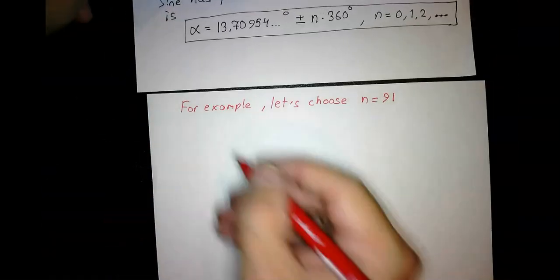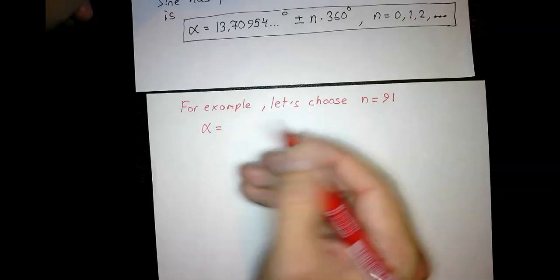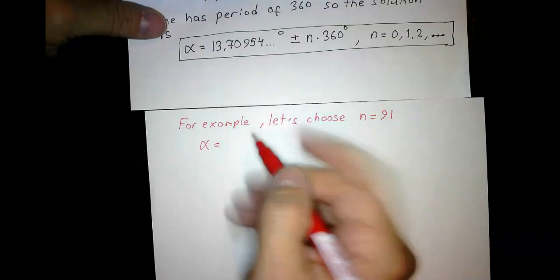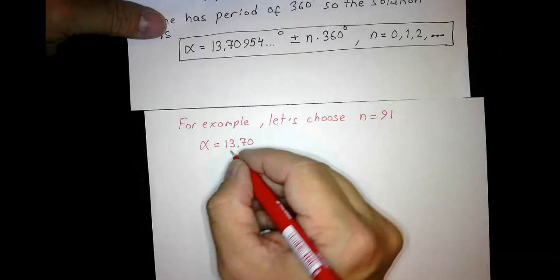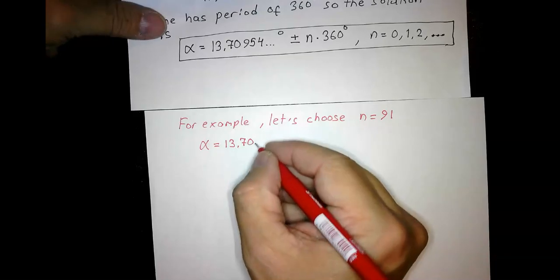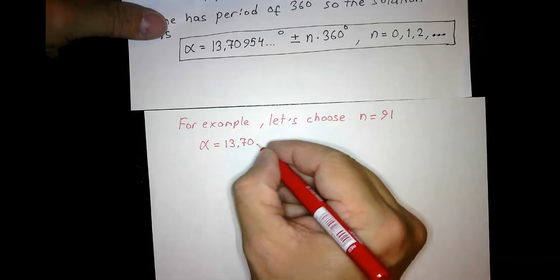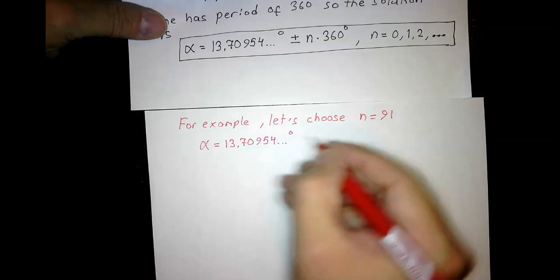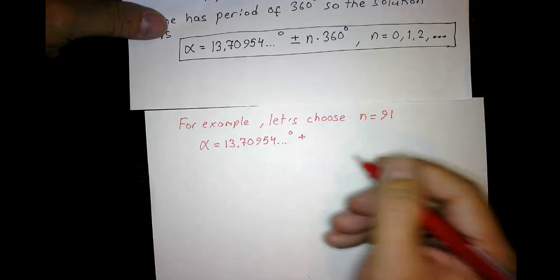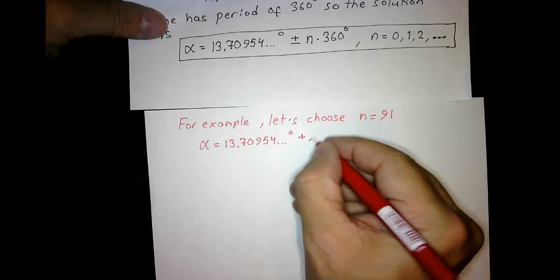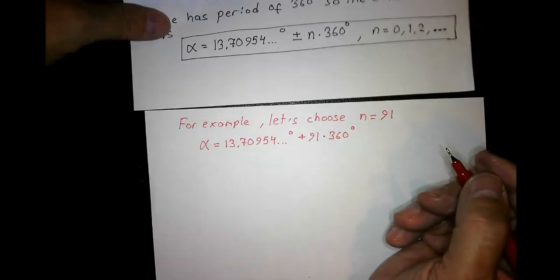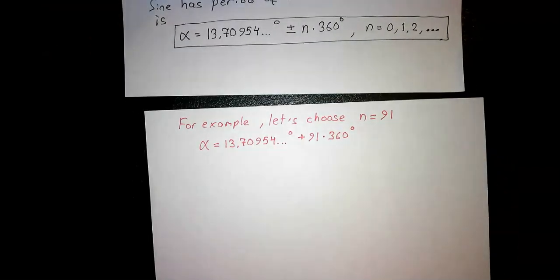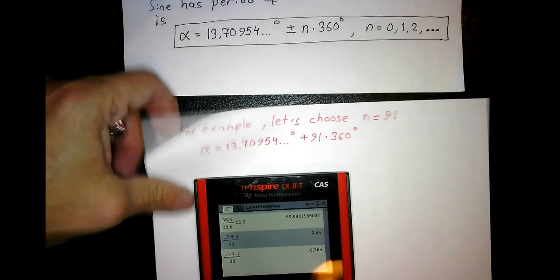And now we have the alpha value there. The formula there is like that. We can take 13.70954, etc. plus 91 times 360 degrees. So this means I will calculate the value of that angle.